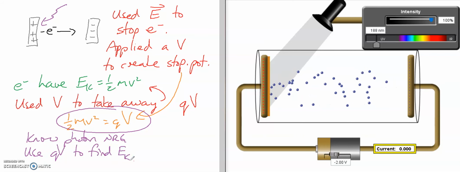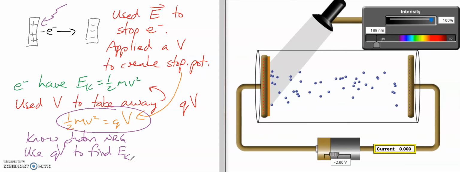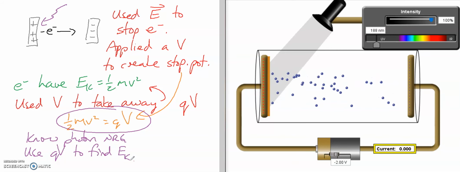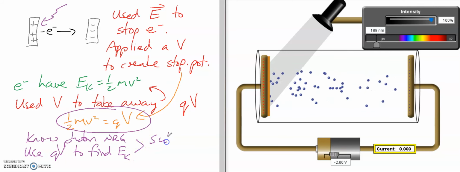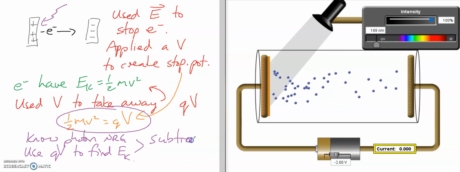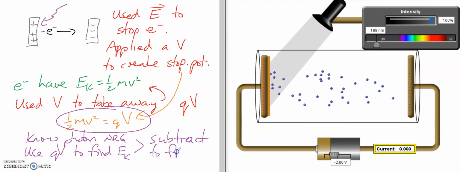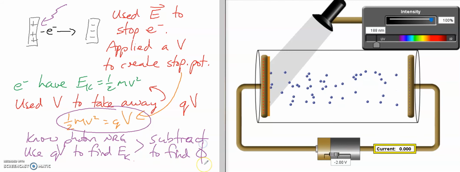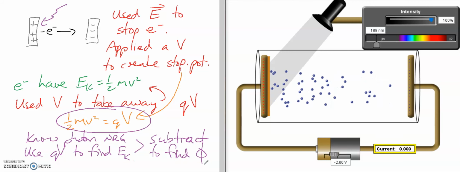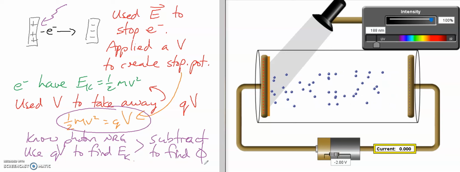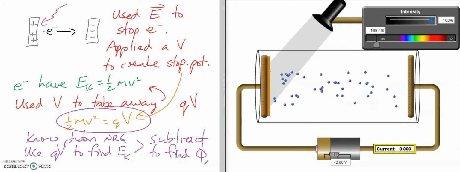Well, if you know the photon energy coming in and you know the kinetic energy of the electrons by stopping them using the stopping potential, you can subtract in order to find the work function. And this is how he could find the work functions of metals. Because actually knowing the speed of an electron, that's pretty much impossible. I mean, you can't see them. They're so fast, it just doesn't work.